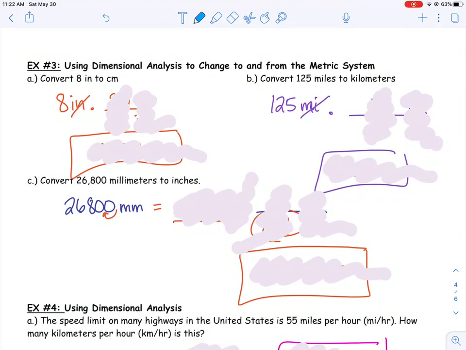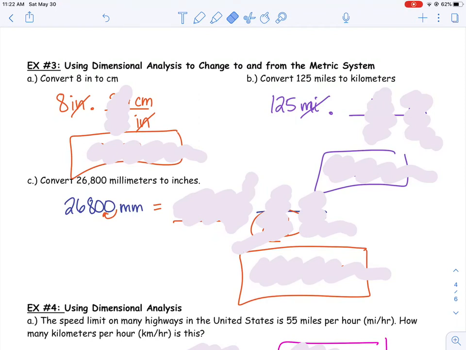In example number 3, it asks us to convert 8 inches into centimeters. We're going to start with 8 inches. And we're going to use our dimensional analysis that we learned in the first video to get out of inches and into centimeters. So if I want to get out of inches, remember inches have to be on the bottom of my fraction so that the inches in the numerator and the inches in the denominator cancel. I'm left now with centimeters, which is what I want.